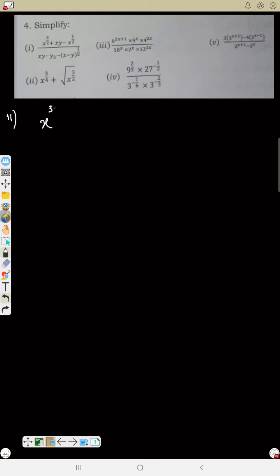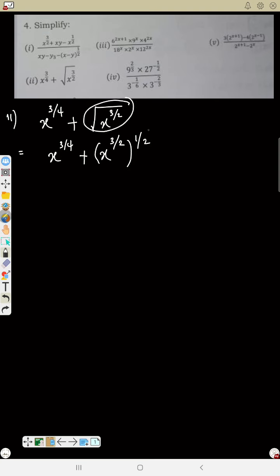x raised to power 3 over 4 plus square root of x raised to power 3 over 2. Now this is the same thing as s raised to power 3 over 4 plus s raised to power 3 over 2, everything raised to power half. Now because square roots will change to power half, if you have square root of a, it is the same thing as a raised to power half.